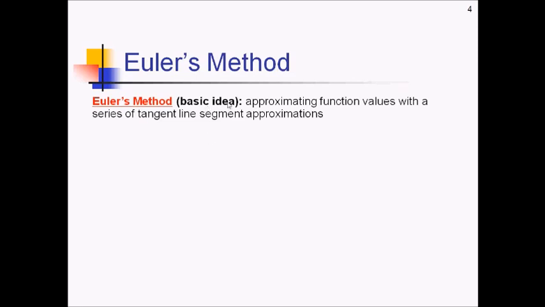Euler's method, the basic idea at least, is we're approximating function values with not one, but a series of tangent line segment approximations. So for example, let's say we have some function here, and we're starting somewhere over here, and we're trying to get the y value somewhere over there approximated. We could start with just a single tangent line, but if you're trying to approximate the y value over here and we just follow this tangent line, we're way down here, even off screen.